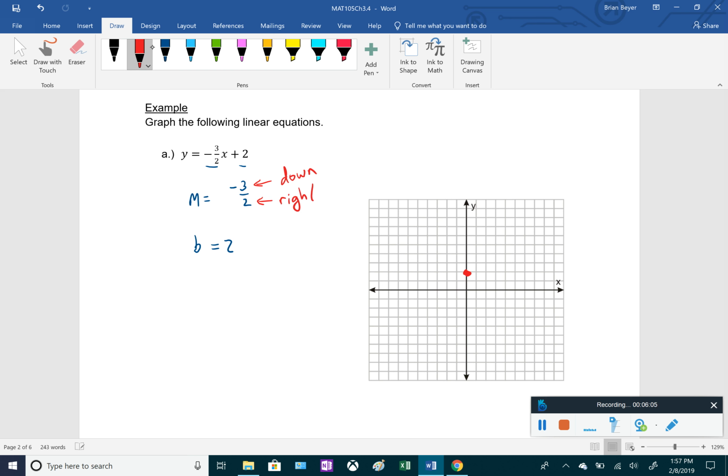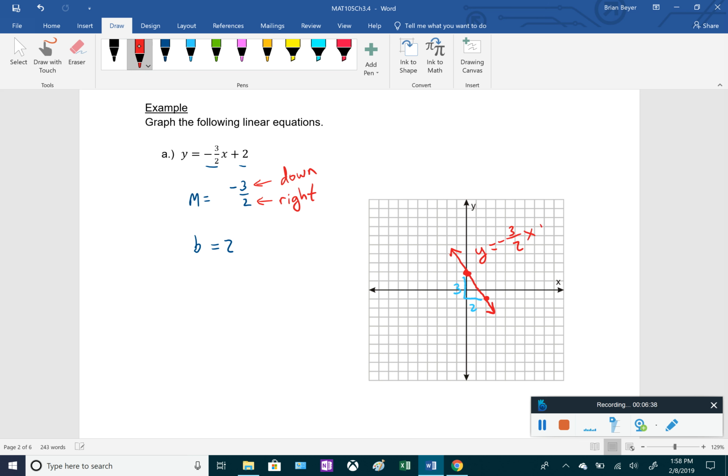But the way that I do it, we just always go to the right. So we're going to go down 3 from that y-intercept. So 1, 2, 3, and to the right 2. So that would be our other point. So I'll put down 3 to the right 2. And all we have to do is connect those points with a straight line. Put an arrow through it, and we're done. And I'll just label it.